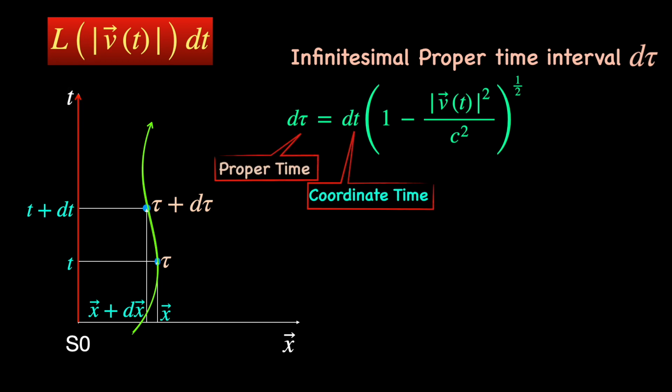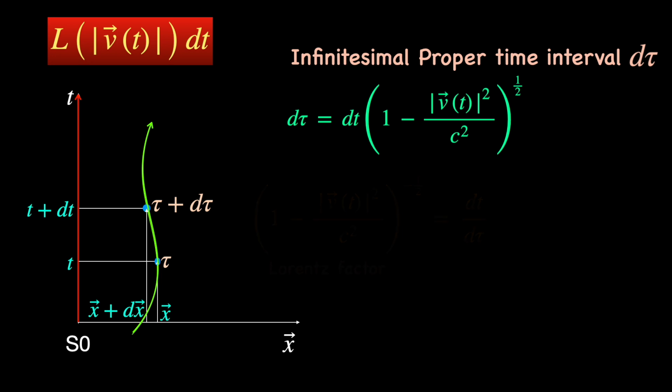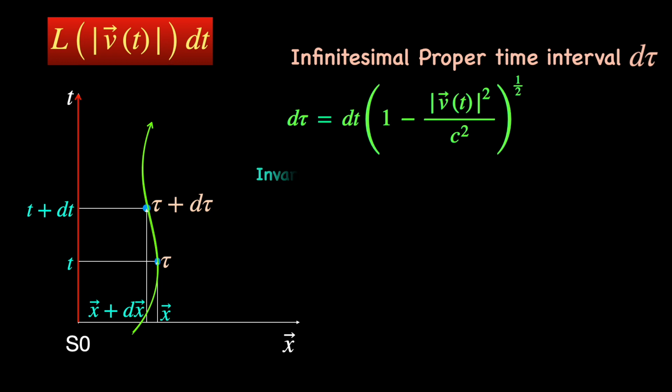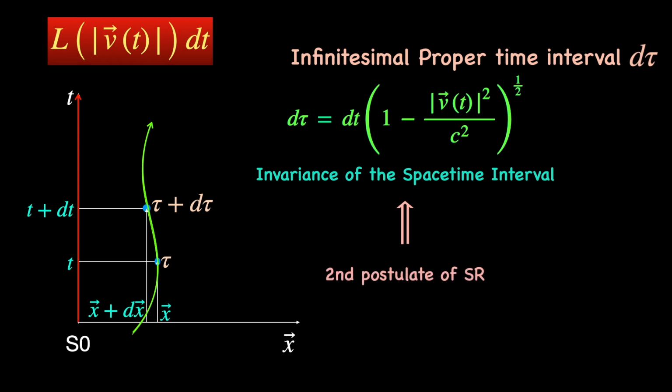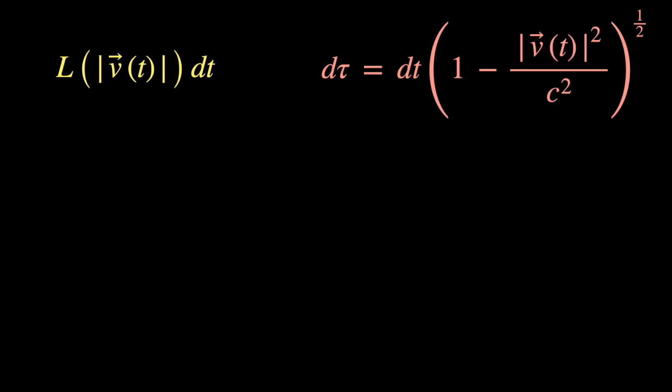The ratio of their ticking rate is known as the Lorentz factor that is completely determined by the relative velocity between the two clocks. So you see, the infinitesimal proper time interval d tau can be expressed in terms of the infinitesimal coordinate time interval dt and the inverse of the Lorentz factor because of the invariance of space-time interval, which is one of the fundamental consequences of the second postulate of special relativity. So is the infinitesimal proper time interval really a viable candidate?